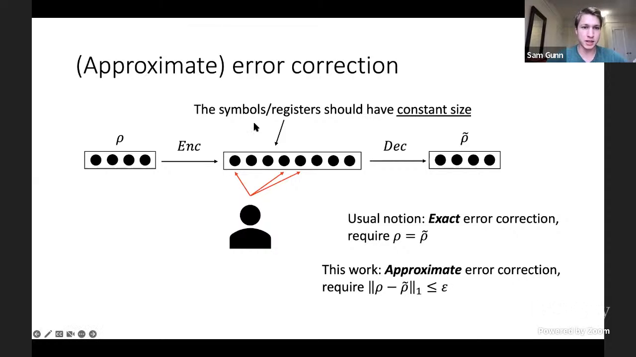And then finally, we're going to be interested in getting good rates. The rate is just the ratio of the number of symbols in the message to the number of symbols in the code word. So if you have a high rate, it means that it's an efficient code, meaning that for every register that I send over the channel, I'm sending a lot of information.